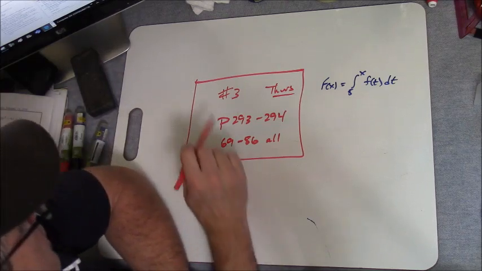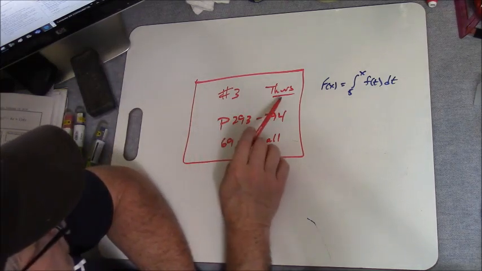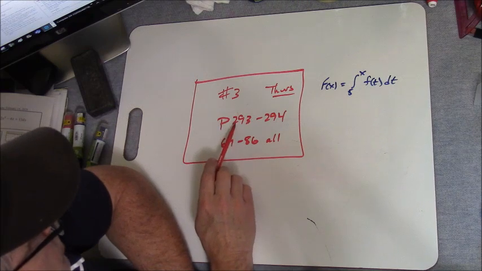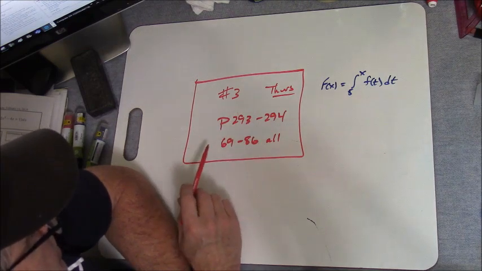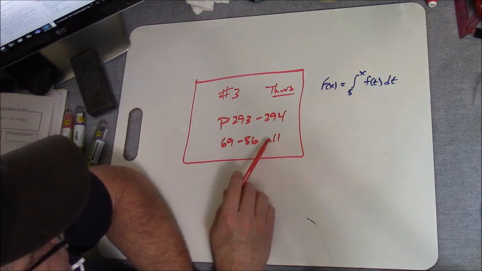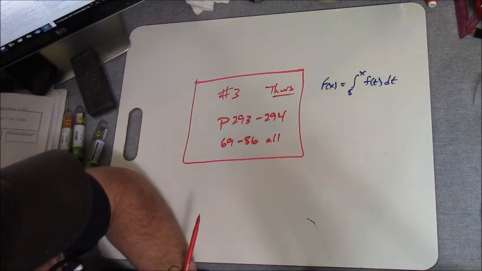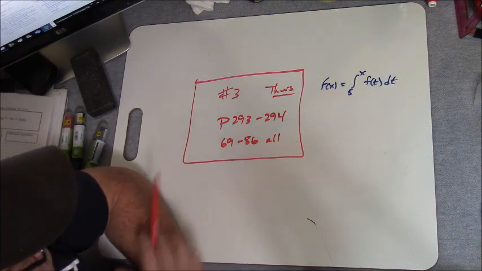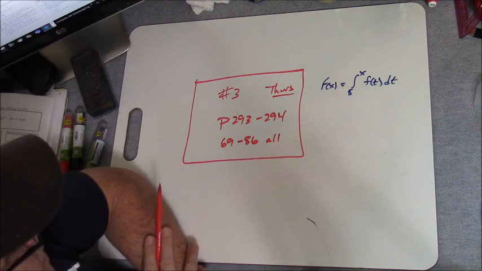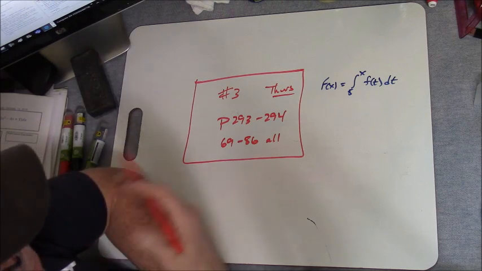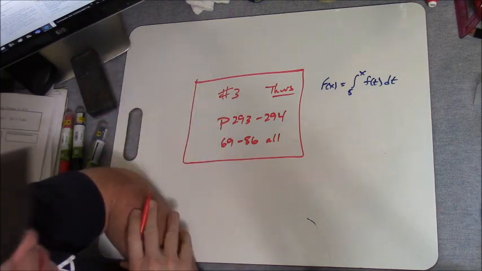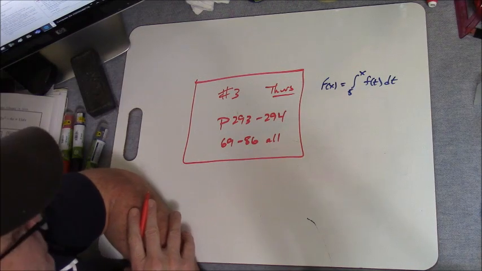All right, so here's what we got. This is the end of week 3. It's our Thursday piece. We're doing page 293, 294. We're going to do 69 to 86, and we'll do all of these. And this should go pretty quick. I mean, this is not very hard. Once you get in the rhythm of it, it goes almost as fast as you can write.